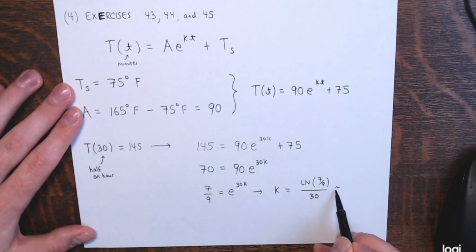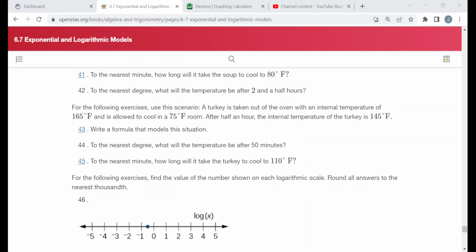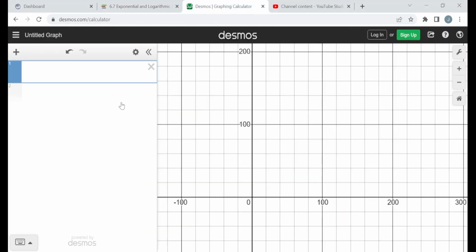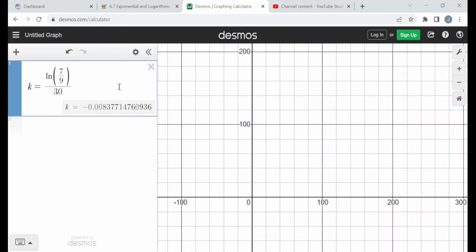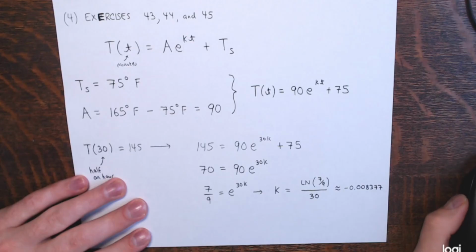We'll round this to 5 or 6 decimal places. So back on my calculator, this time I'll write k equals, we'll call it the value of k, natural log of 7/9 divided by 30. So negative 0.008377. You can use that if you wish.